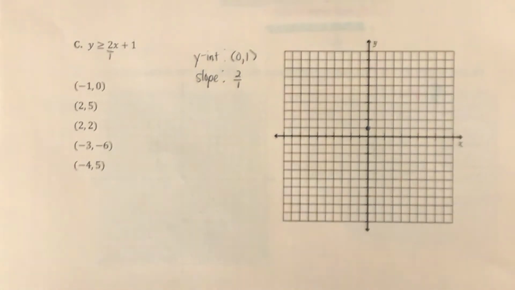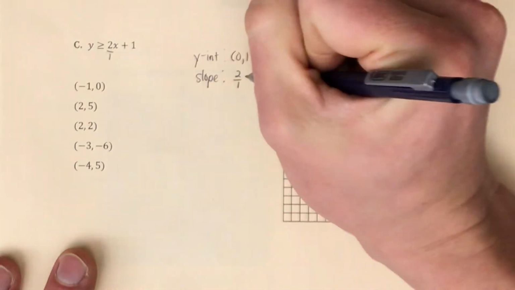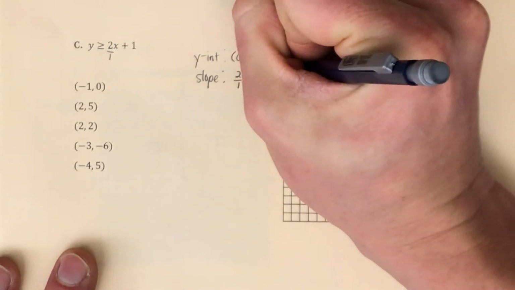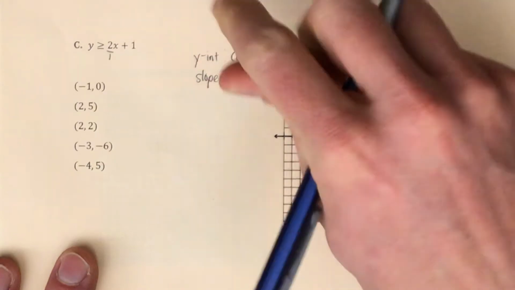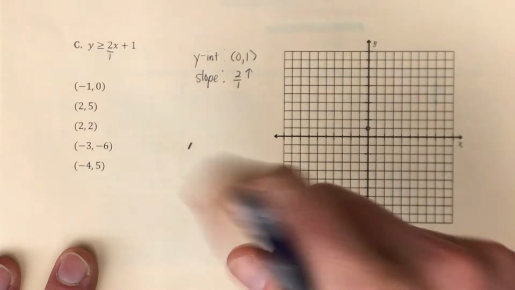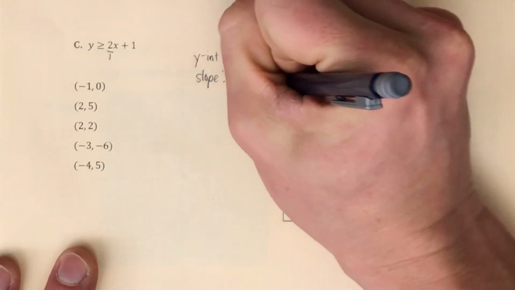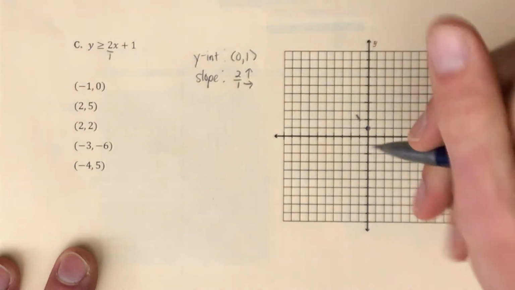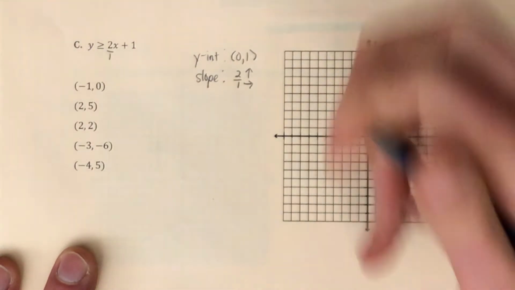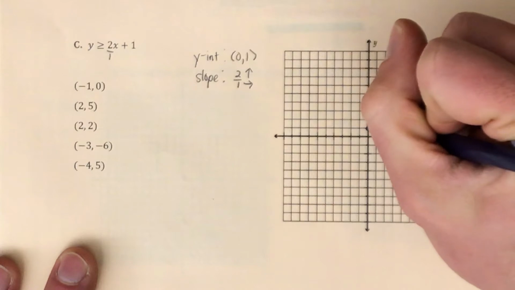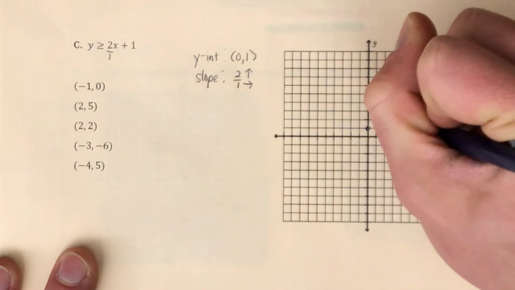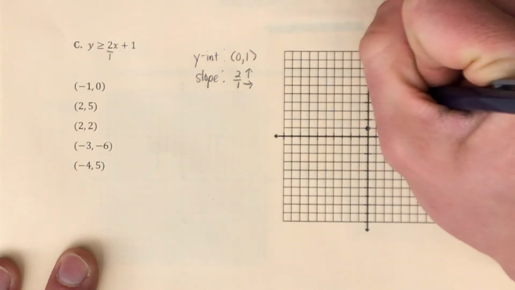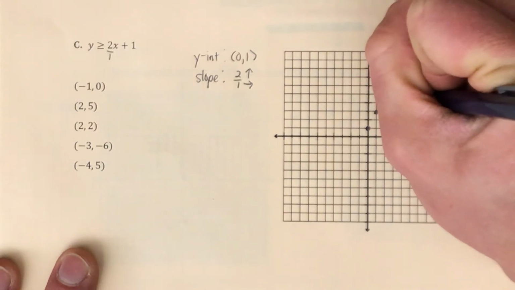Well, the top number is always rise or fall, and because this is a positive 2, that tells me to rise 2. And then the bottom number, it's positive, so that tells me to move to the right 1. So now I need to do that. From my y-intercept, I'm going to rise 1, 2, move to the right 1, and there is my next point. And then again, rise 1, 2, move to the right 1.